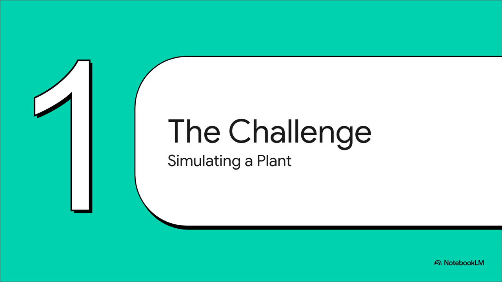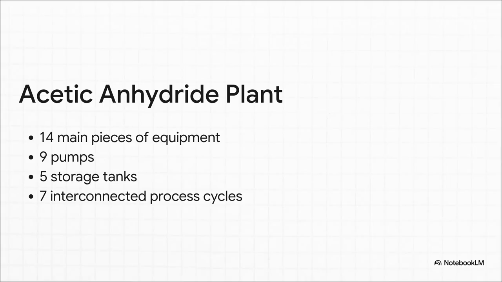Okay, so first things first, let's set the stage. To really appreciate how clever the solution is, you have to understand the sheer scale of the problem we're trying to solve. Now, this is not some simple little textbook problem. We are talking about a medium complexity acetic anhydride plant. That means 14 major pieces of equipment, 9 pumps, 5 storage tanks, and, this is the really tricky part, 7 interconnected process cycles. It's this giant, complex web where everything affects everything else. One tiny mistake can throw the whole thing off.